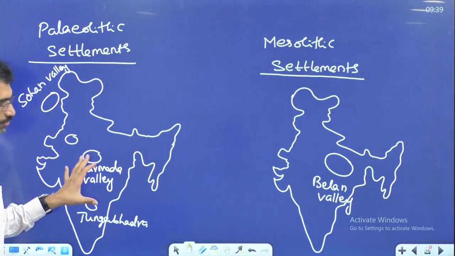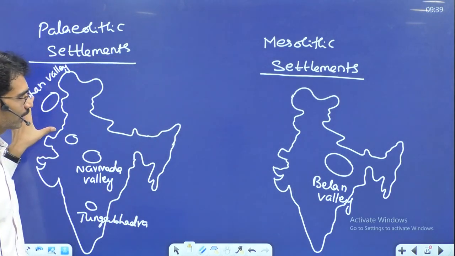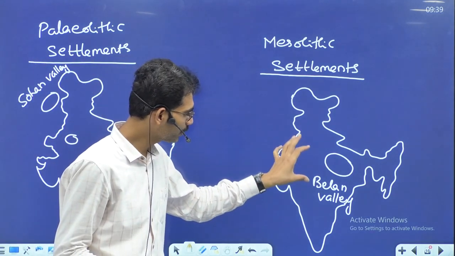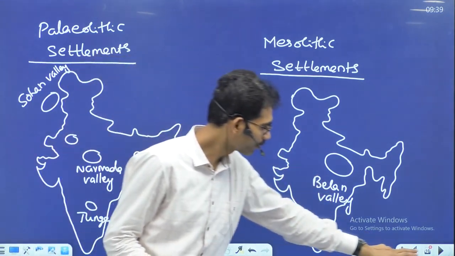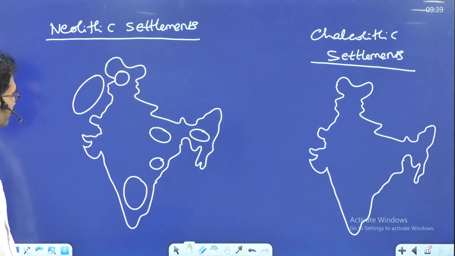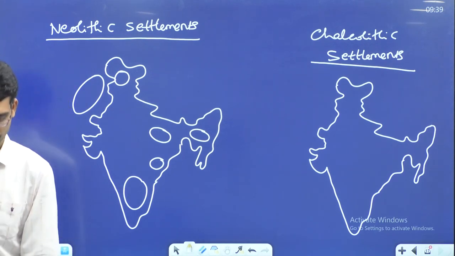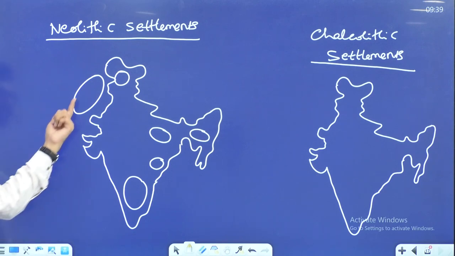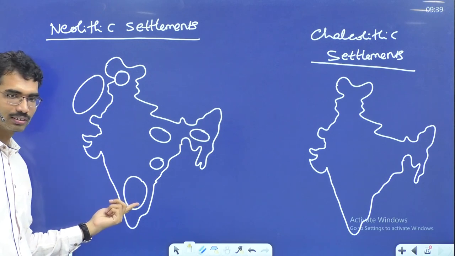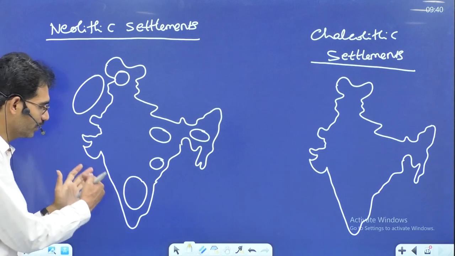Paleolithic, few settlements. In Mesolithic, you need to observe whatever settlements are continuing here. Gradually, these people are going to stay and they are going to become dominant by Neolithic time period. Already in Paleolithic, Sohan Valley, Tungabhadra, already in Paleolithic time period onwards, we see the evidence of humans, and gradually they are going to settle.